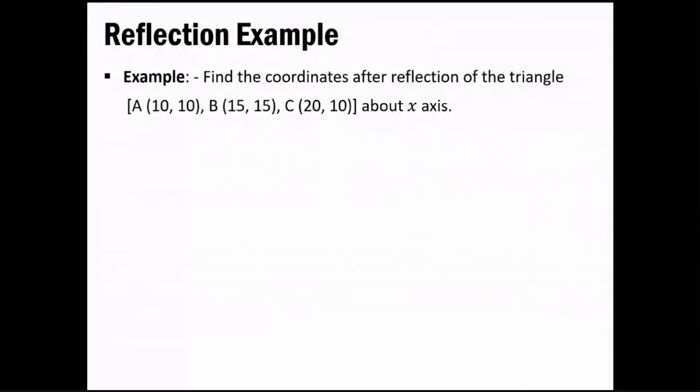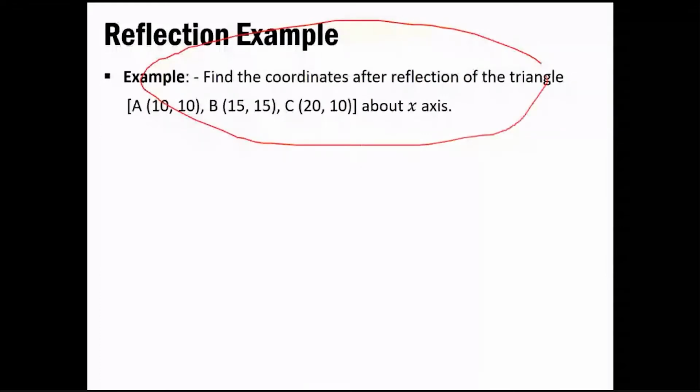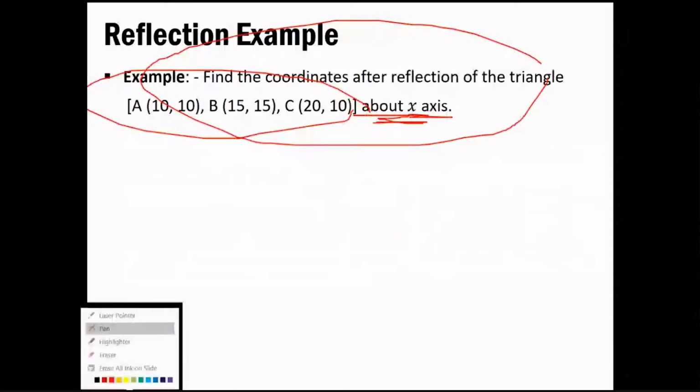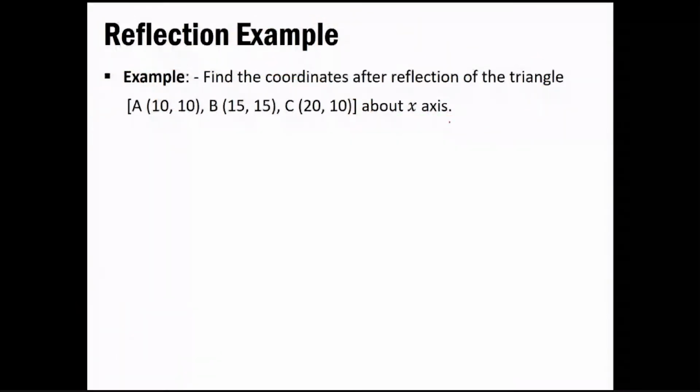Okay, so now here we have an example in which it says to find the coordinates. This kind of example you can expect in the examination as well as in your lab. So what it says is find the coordinates after the reflection of the triangle. The triangle coordinates are given to you, about the x-axis. Clearly it is written over here that it is about the x-axis. So whatever region we want to reflect it in, and whatever thing we want to perform, it will be given to you. So over here it is about the x-axis.